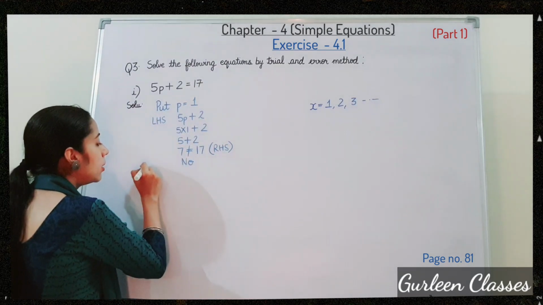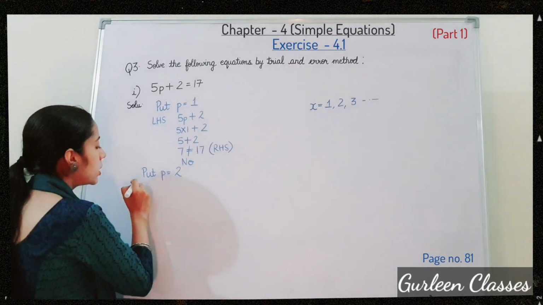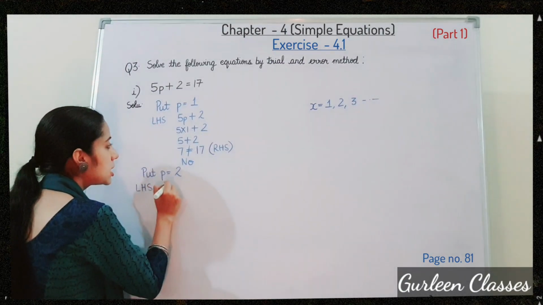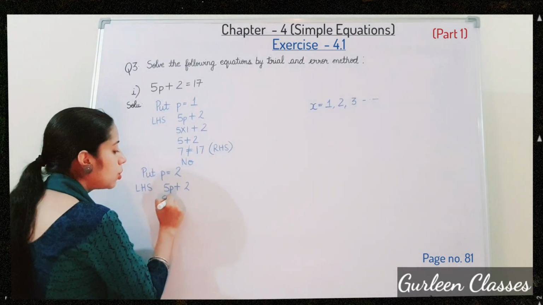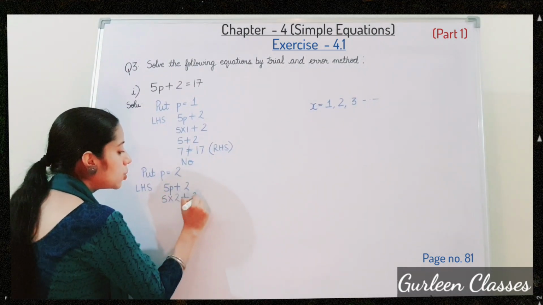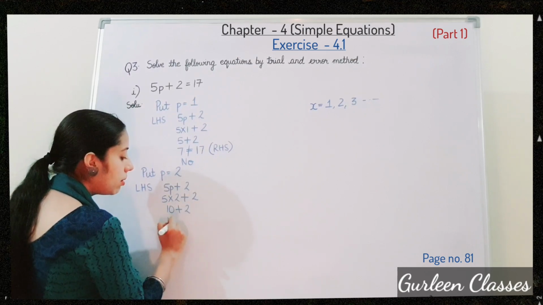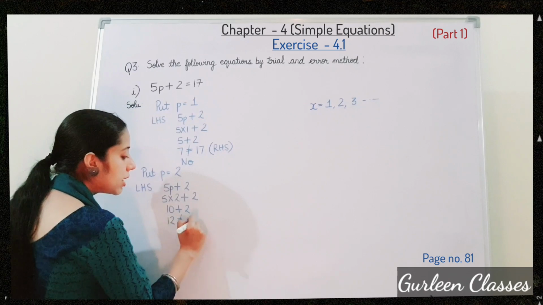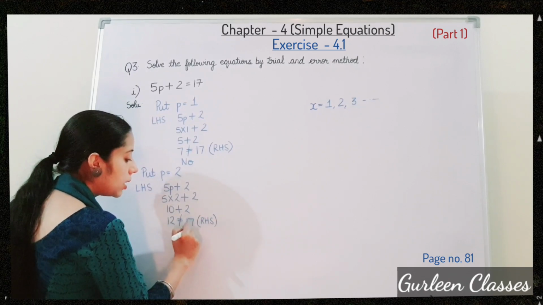Now right here put p is equal to 2. What is your LHS? LHS is 5p plus 2. Value of p is 2. 5 into 2 plus 2. 5 2s are 10. 10 plus 2, that is 12. 12 is not equal to 17. That is your RHS. So here again answer is no.